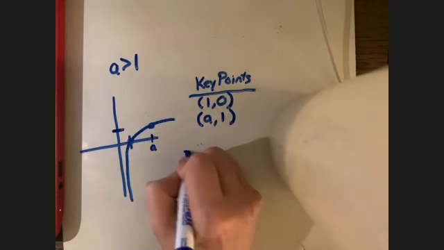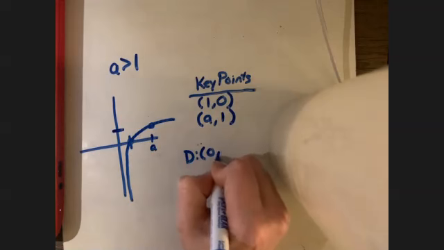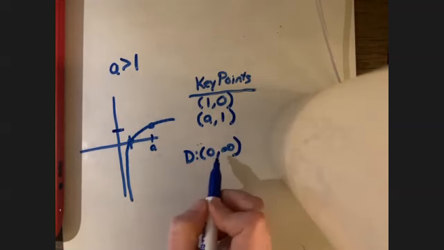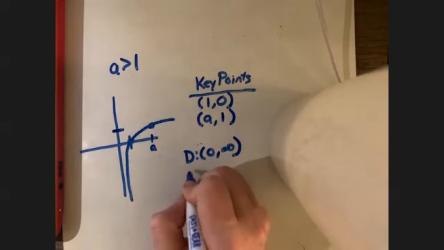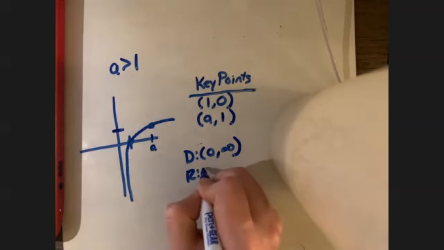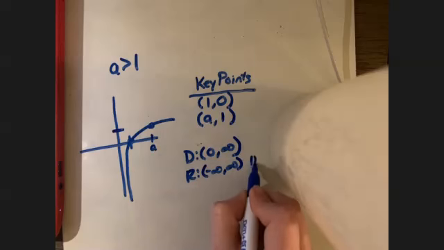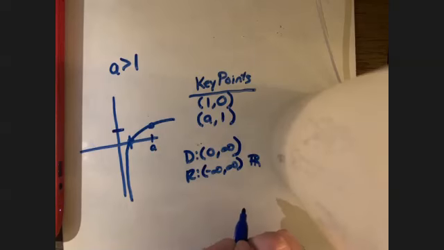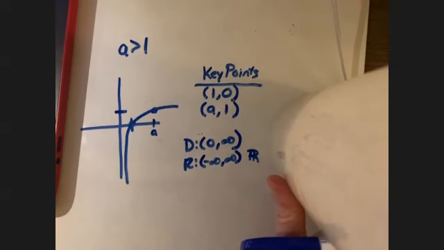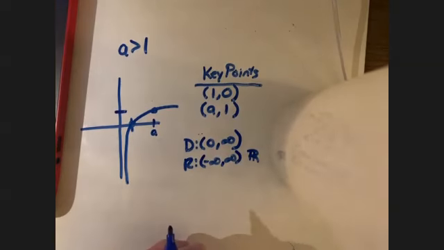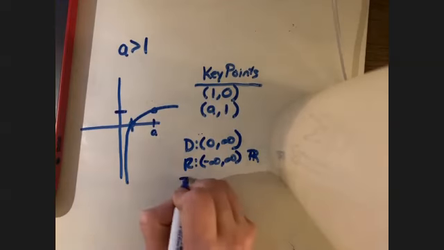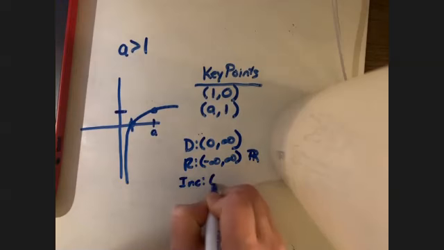Okay, so now the domain for this is going to be 0 to infinity. And guys, that was the range that we had on our exponential. The range for this is going to be all reals, which is the domain that we had on our exponential. So they are still working in those opposites that are going on. Now, we do have that this is increasing on the entire domain.